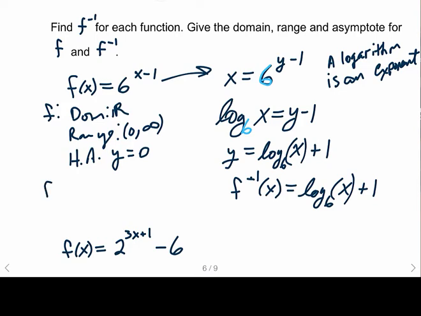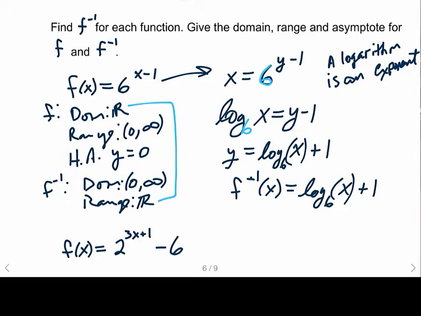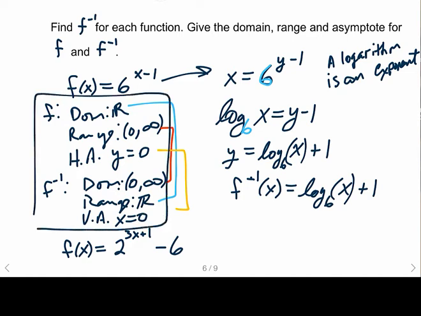Now I can finish this off by saying for f inverse, we have a domain that is the set of positive numbers, 0 to infinity, a range that is the set of all real numbers, and those are obtained, by the way, because the domain of f is all real numbers. The range of f is 0 to infinity. And then the horizontal asymptote for the function f becomes now a vertical asymptote for the inverse, and it's x equals 0. So that's all of the information that I was asked for, together with the inverse function.